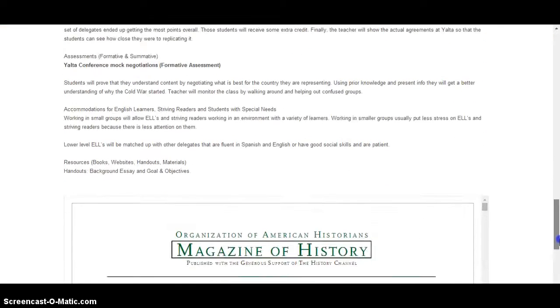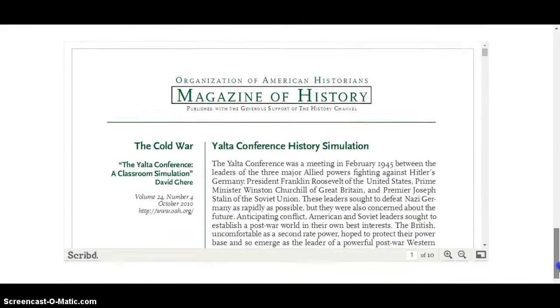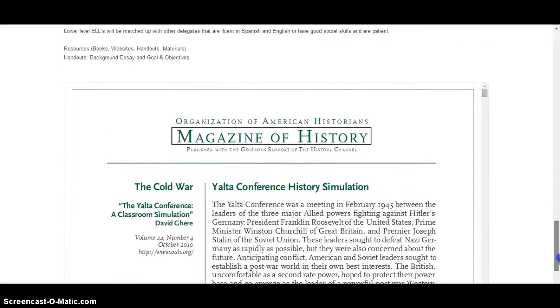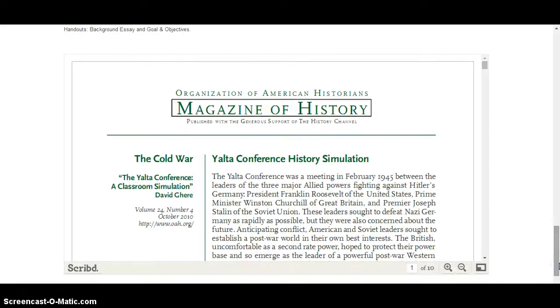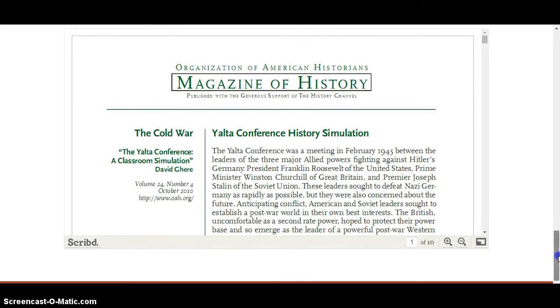Students are going to be in groups of 6. So two members in the group are going to be delegates from the United States, 2 will be delegates from the British or United Kingdom or Great Britain, and the other 2 are going to be Soviets.